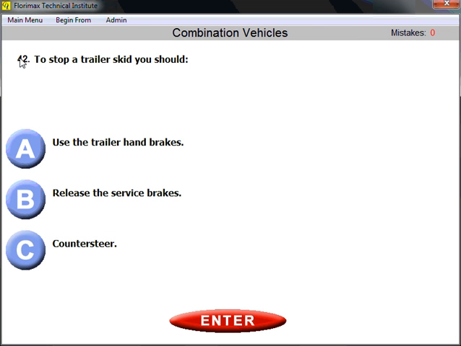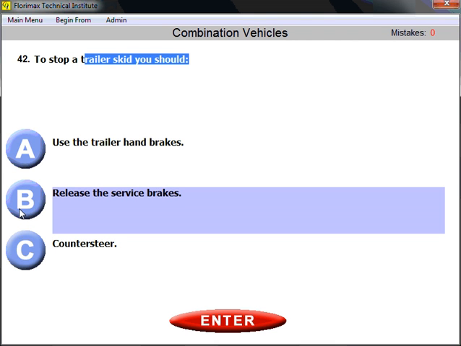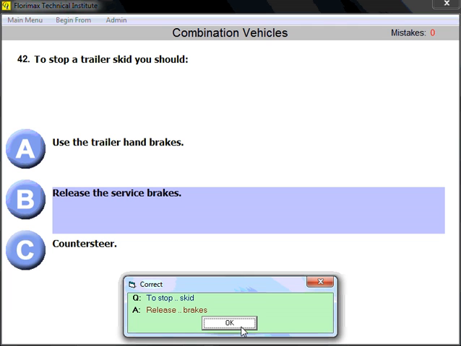Question number 42. To stop a trailer skid, what should you do? You should definitely release the service brakes. Don't ever think to use handbrakes, not even counter steer in this particular case. A trailer skid happens because you brake too hard. So if it happens, release the brakes to restore traction between tires and the road surface.